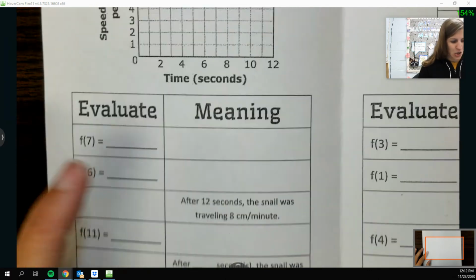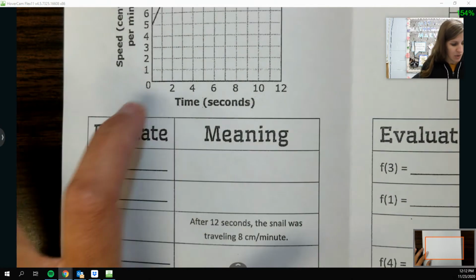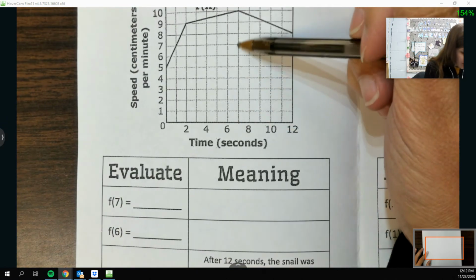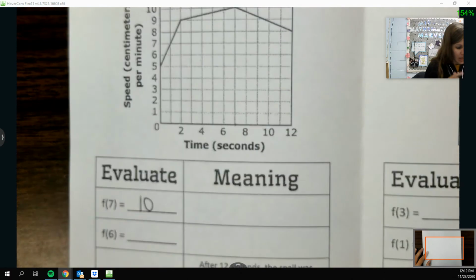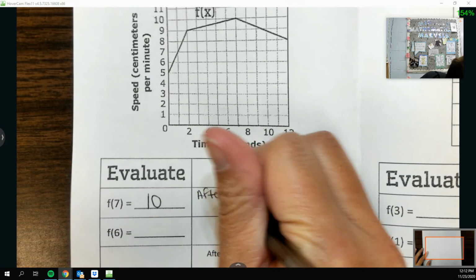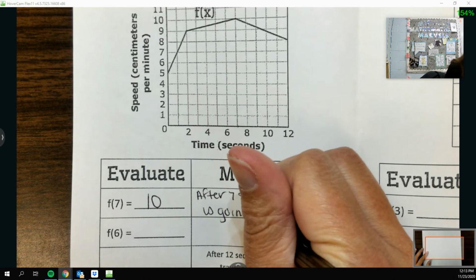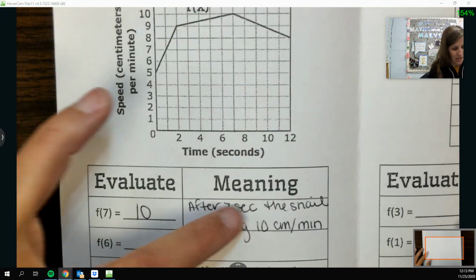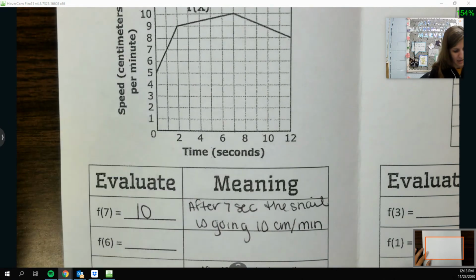And so if they're asking me to find f of 7, I'm inputting 7, or my x value is 7, which is always along the bottom. And so we'd go to 7, and then I basically just need to go find my graph, which is all the way up here, which happens to be at 10. So it output 10, which means, because my input was 7, and that's along the seconds, after 7 seconds, the snail is going 10 centimeters per minute. So the 7 is seconds, and the 10 is speed, so he was going 10 centimeters per minute, because, I mean, they're slow.